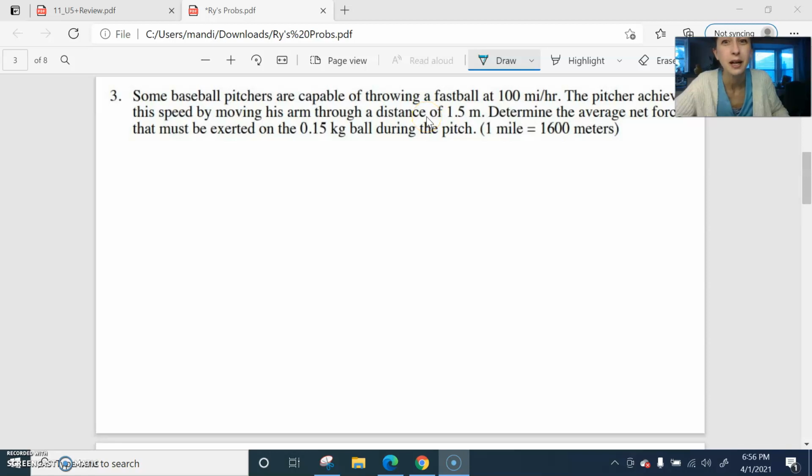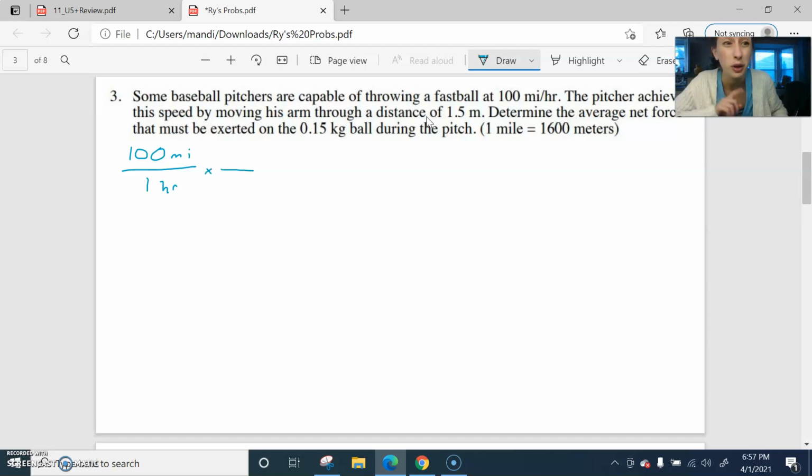Okay, some baseball pitchers can go 100 miles an hour. So that's very few, very few. Okay, so 100 miles an hour is a very inconvenient unit. So 100 miles in 1 hour. I'm going to multiply that.